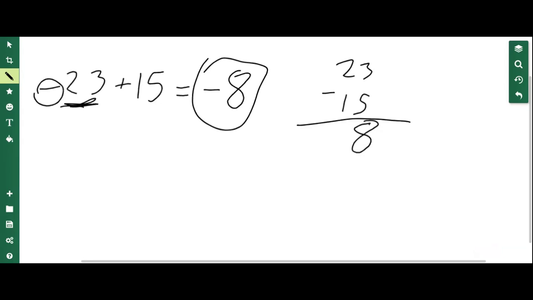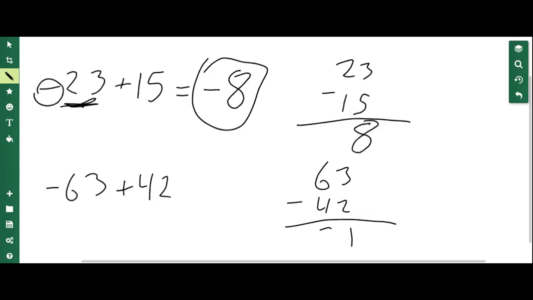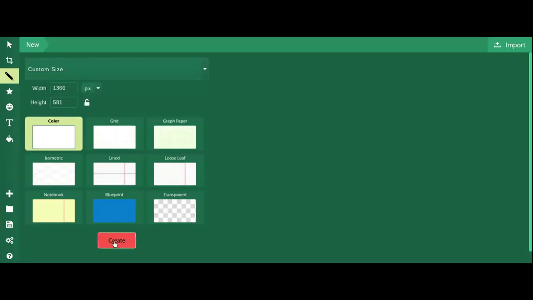So hopefully some of these questions are not so strange. We'll do another one, -63 plus 42. 63 minus 42. When we subtract that, we get 21. And then which one is bigger, 63 or 42? Well, 63 is larger, so we're going to keep that negative sign. And basically, that's how it usually goes.